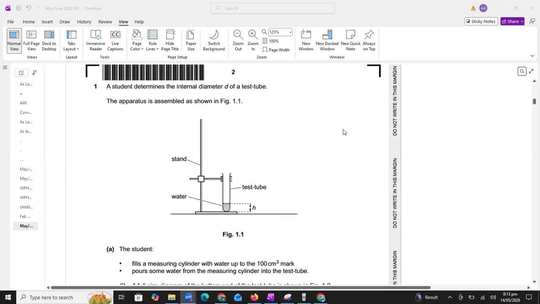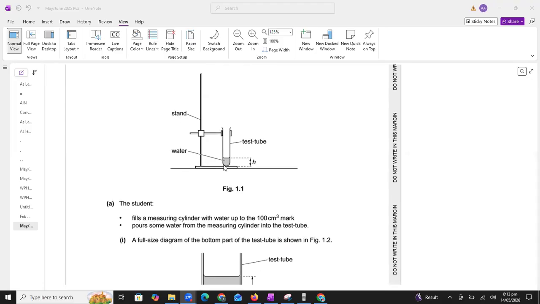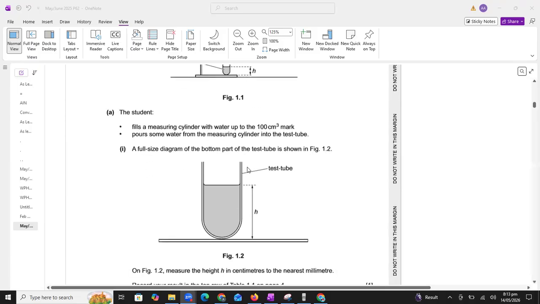In question number 1, they are saying a student determines the internal diameter D of a test tube. The apparatus is assembled as shown in figure 1.1. Now you can see, beta, a stand is placed on the bench and the test tube is placed in this position with the help of the clamp. This is the height of the test tube.